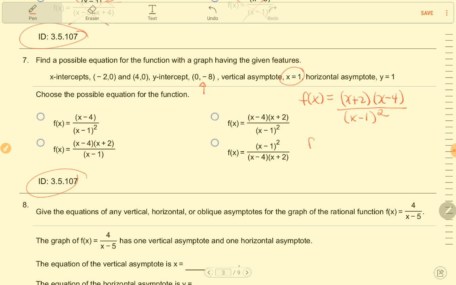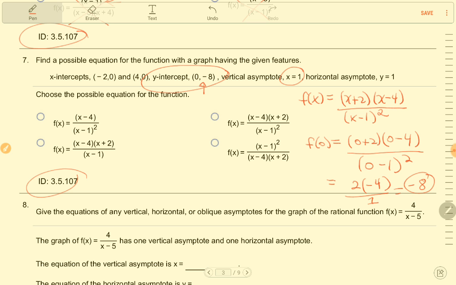So let's just try. F of 0 would be 0 plus 2 times 0 minus 4, over 0 minus 1, quantity squared, so that simplifies to 2 times -4 over -1 squared, which is +1, and that gives you the -8, like right here. So the answer will be this one.